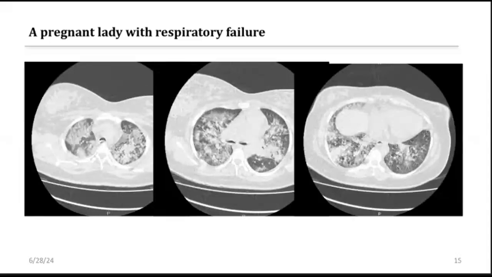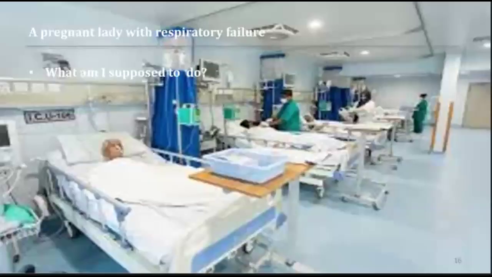Regarding other viruses, influenza we already covered, and the influenza swab is negative. We discussed with the virologist, and he doesn't think about any other viral infection in this patient. So what can we do in this type of patient? What am I supposed to do?